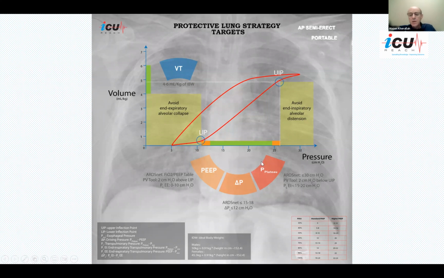And as per ARDS Network, that pressure should be less than 30 centimeters of water. And in between the upper inflection point and the lower inflection point is the driving pressure that we need to keep less than, preferably, 15, but if you cannot, at least it should be less than 18. And the tidal volume should be limited to 4 to 6 ml per kg of ideal body weight.